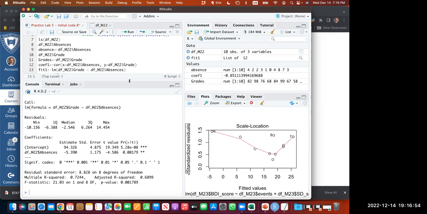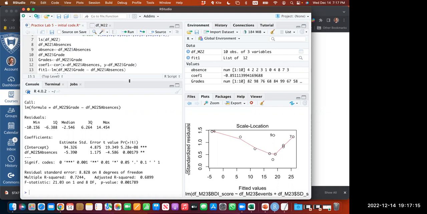Then we have the coefficients. So the coefficients are basically the same as we've seen in the SPSS output. We have an intercept, which is labeled as constant in the SPSS for whatever reason. Then we have the variables that are included in our models, which we only have absences. And this is our estimate.